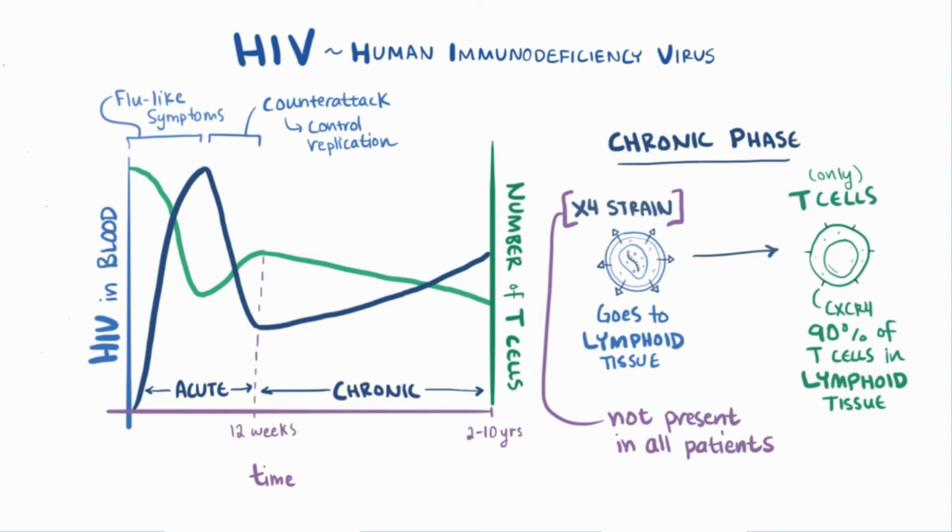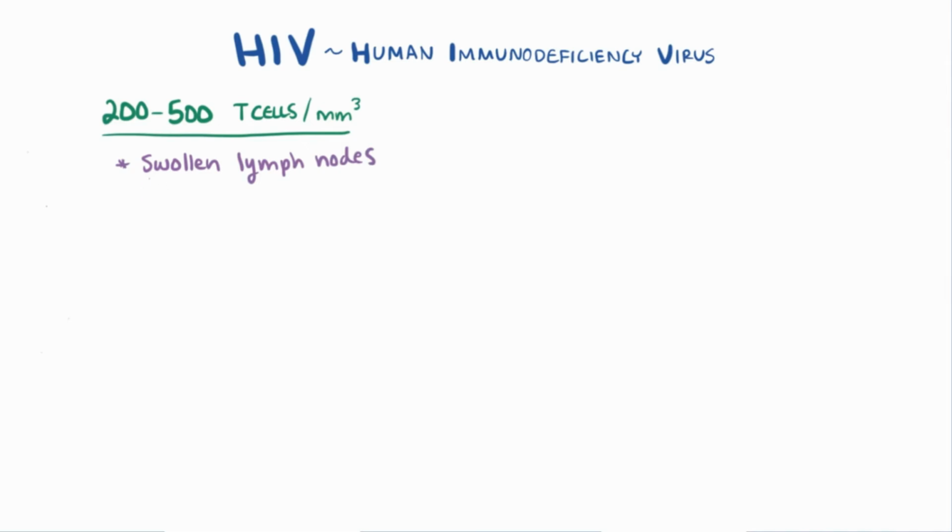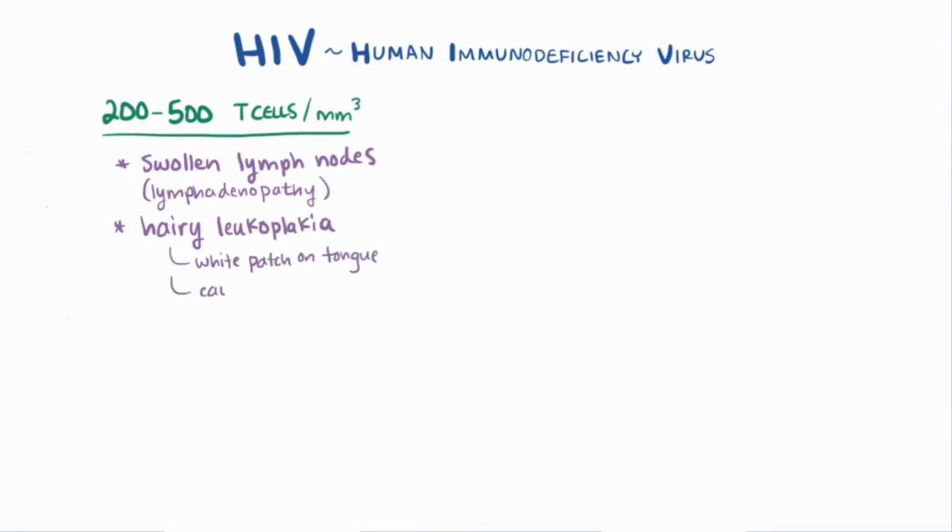When the body's T cells drop low enough, between about 200 and 500 cells per cubic millimeter, patients start experiencing symptoms like swollen lymph nodes and lymphadenopathy, as well as relatively minor infections like oral hairy leukoplakia, a hairy white patch on the side of the tongue caused by the same Epstein-Barr virus that causes mononucleosis, as well as oral candidiasis, a yeast infection in the mouth.